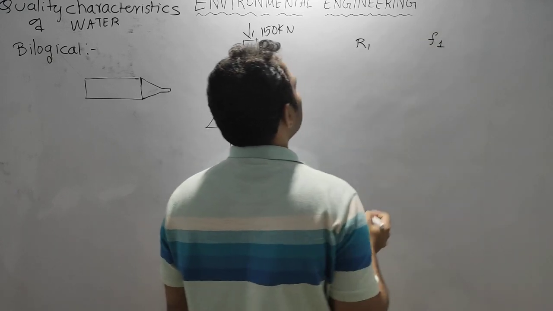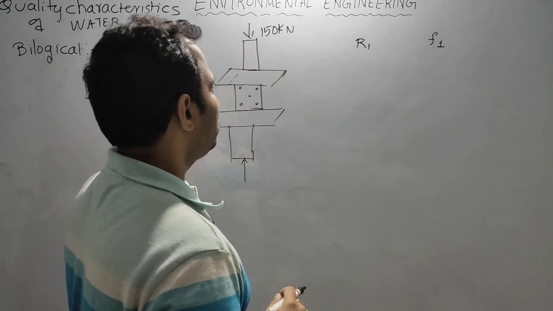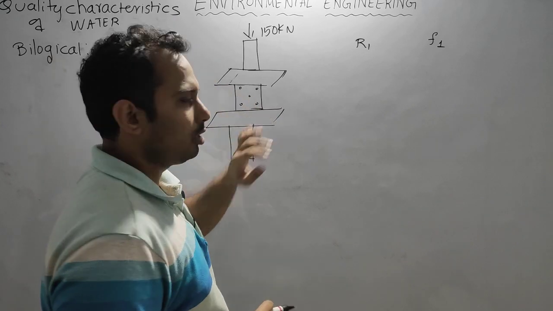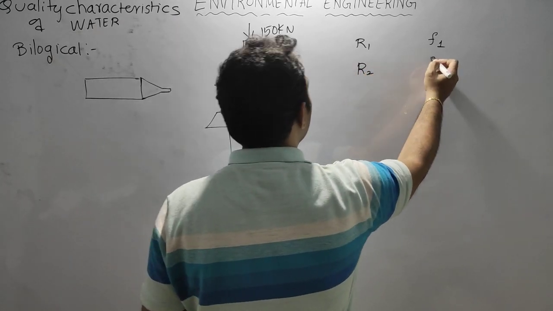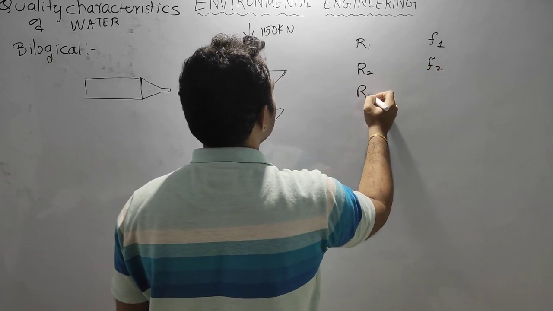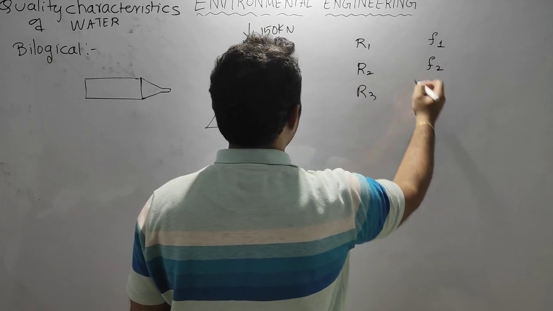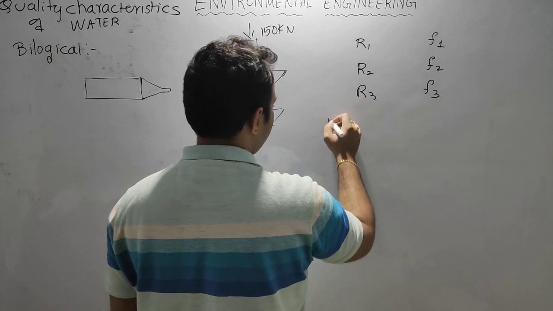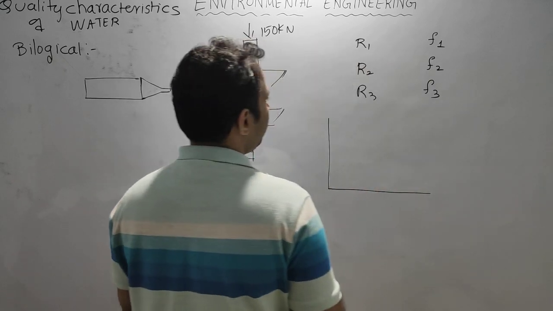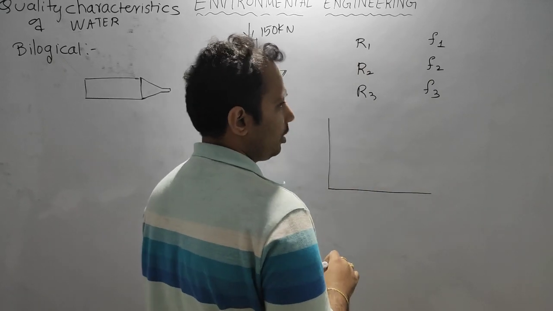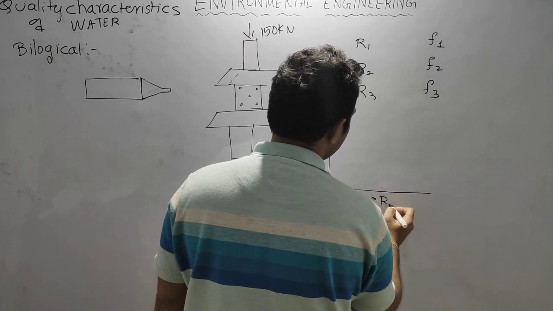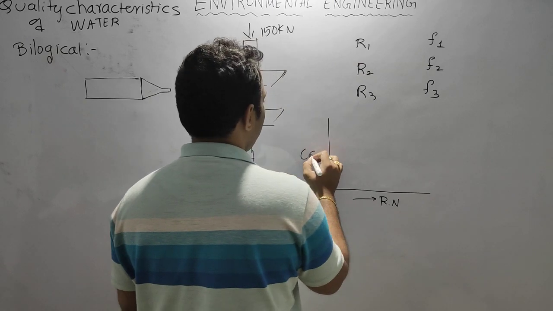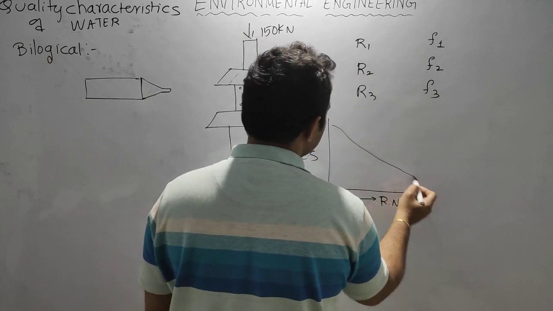Similarly, I remove this grade of concrete and insert another grade; for that, let the rebound number be R2 and the compressive strength F2, then R3, F3. Likewise I will get a chart of rebound number and compressive strength, and I will get some kind of graph like this.